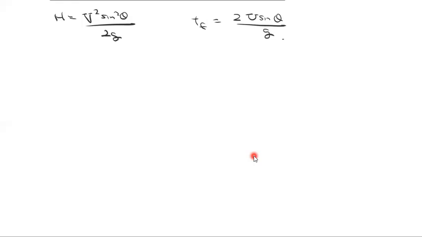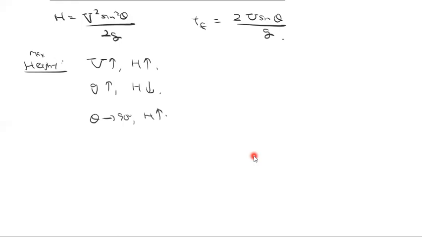All right, so if we examine max height, common sense will tell you as V goes up, H goes up. As G goes up, H goes down. And as theta goes towards 90 degrees, H goes up. And obviously the maximum of the max height is when you just throw it straight up, right? Usually this is not so important compared to maximum range. So that's the results from max height, all fairly obvious here.